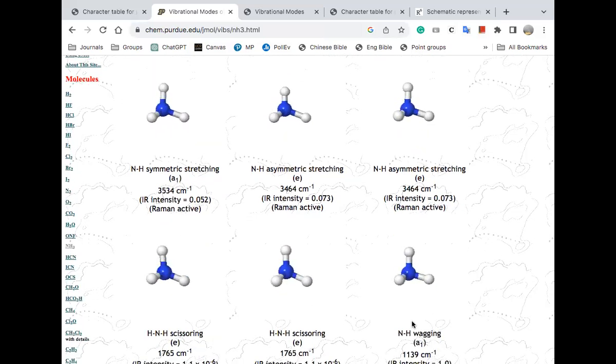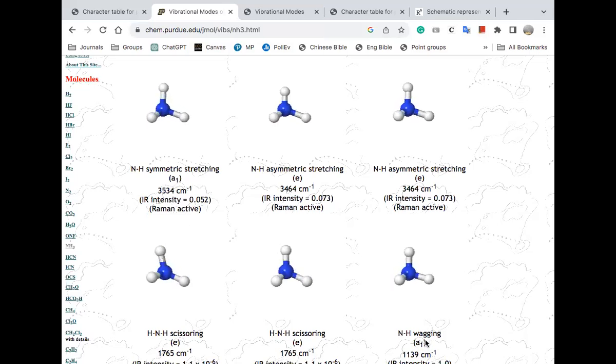Okay, this one is the wagging mode. It's like this. They're doing exercise like this. It's also A1 symmetry, which means it has the identity representation. Basically, what they're doing is stretching, but the symmetry of the whole thing in the whole process does not change. They're just changing the length of the bond and the angle of the bond, but the symmetry does not change. So both of these are A1.